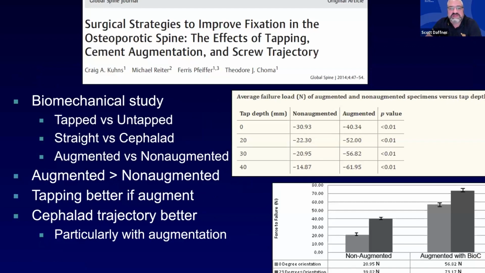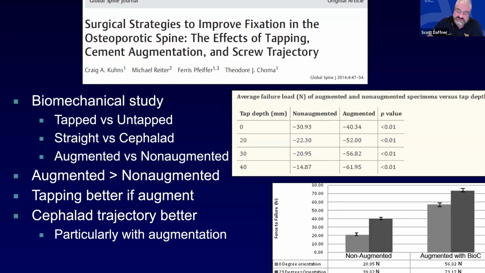I really like this study. This is Ted Choma's study from a few years ago, and it's because he didn't look at just one thing, but looked at a couple of different variables in how we put screws in. He looked at whether or not we tapped the screw track versus leaving it untapped, whether we oriented the screws straight in or angled them a little bit cephalad to get fixation distally in the thicker subchondral bone under the end plates, and whether or not it was cement augmented.